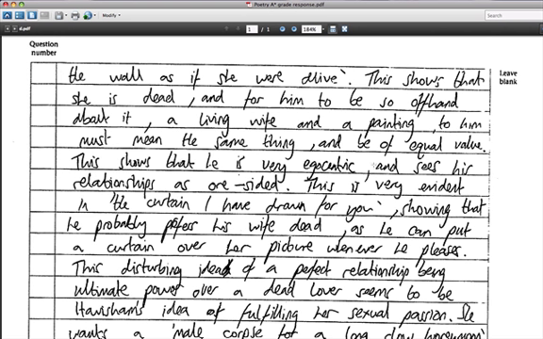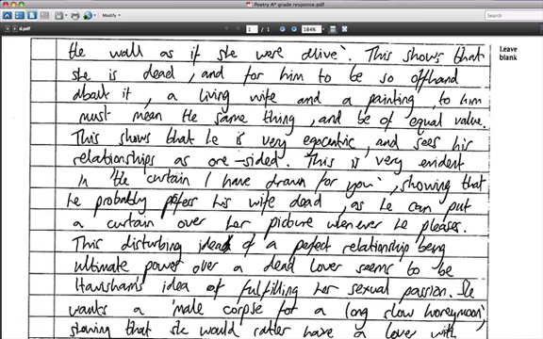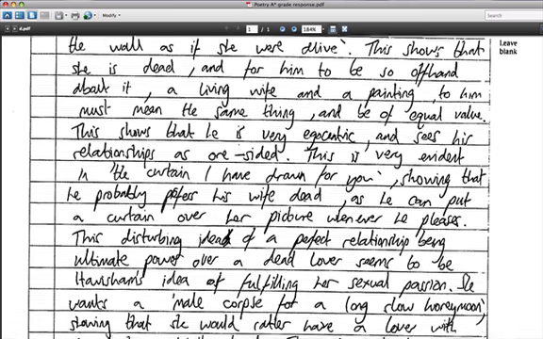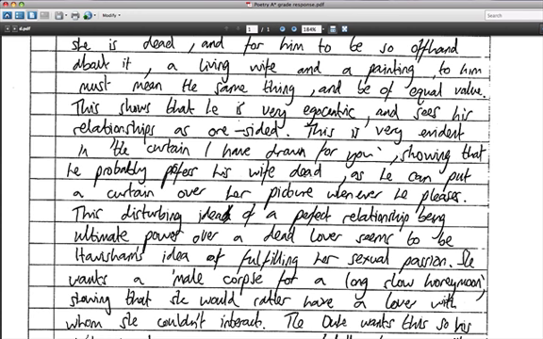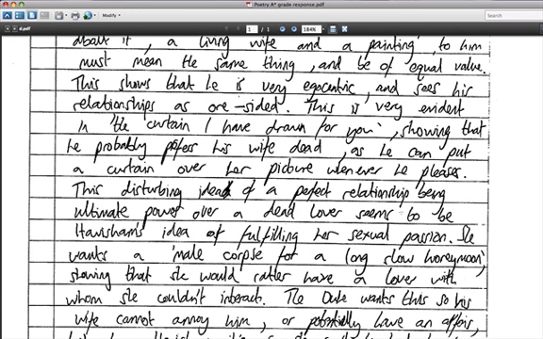Good. One of the other themes, because obviously one of them is about egocentric men, and sees his relationship as one-sided. This is very evident in the curtain I have drawn for you, showing that he probably prefers his wife dead, as he can put a curtain over a picture whenever he pleases. This disturbing idea of a perfect relationship being ultimate power over a dead lover seems to be Havisham's idea of fulfilling her sexual passion. So that's brilliantly written and then very well linked into another poem as well.